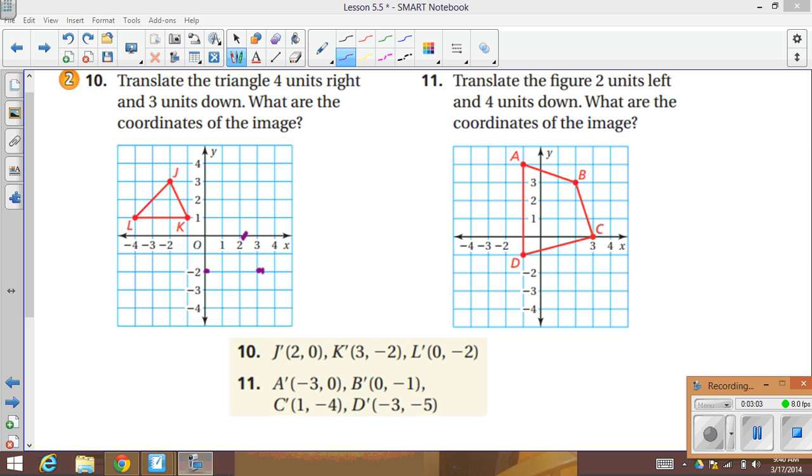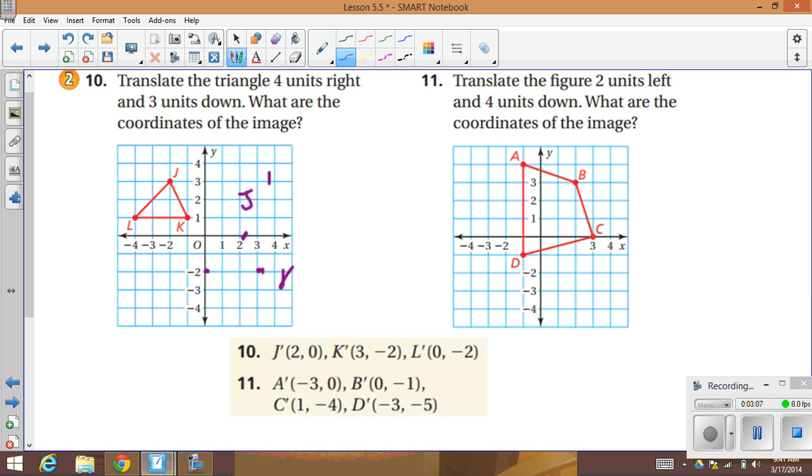Okay, so here are all of our 3 points. We have J prime, we have K prime, and we have L prime. And remember, we talked about prime, and that means when we see those little tick marks next to the letter, it means that that's the new shape. So it's not neat, and I'm sorry, you guys can use your rulers, but this is where J, K, and L would be.